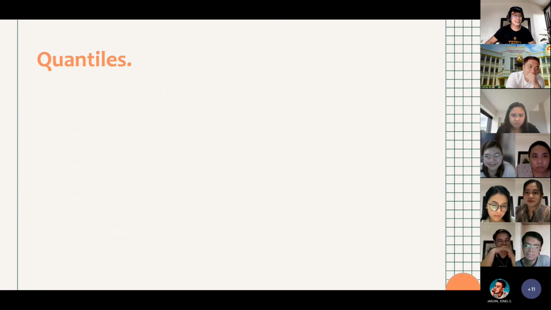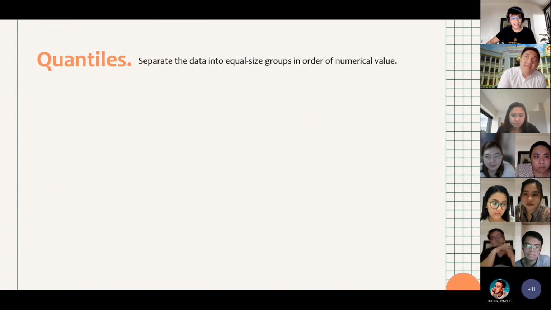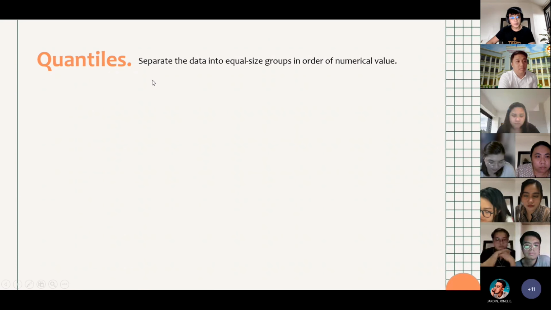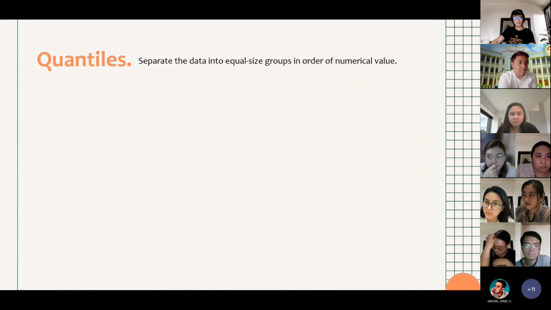So now let's proceed to the quantiles naman. What are the quantiles? This separates the data into equal size groups in order of numerical value. Just like the median that was discussed by the group last week, di ba, yung median, it divides the data into two equal parts. Hinahati niya sa gitna yung data. So ganun din dito sa quantiles.